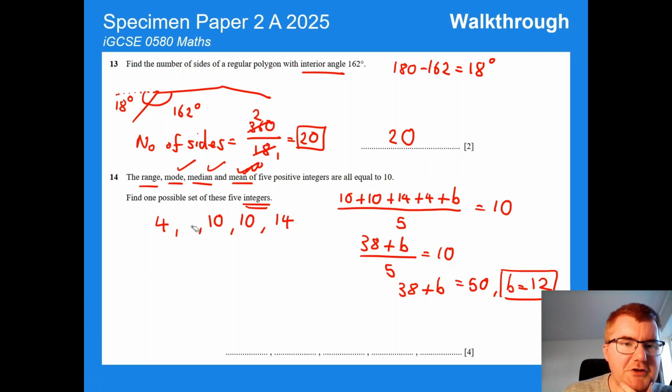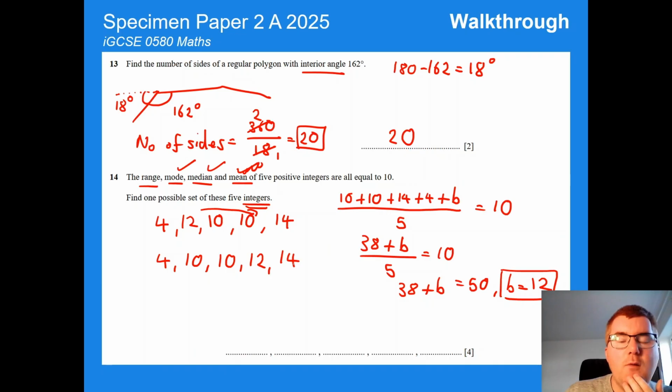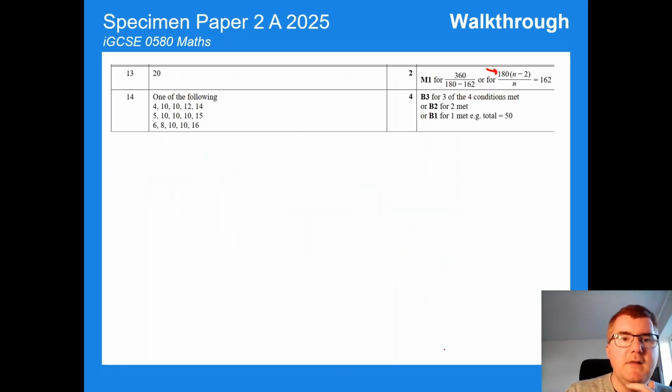Is that an issue here? If I put it over here instead, and I have 4, 10, 10, 12, 14, let's double check that that works. Median is 10, that's good. Mode is also 10, good. The mean is equal to 50 divided by 5, so 26, 30, 40, 50, that's 10. That's all good. And the range is there. So I'm happy with that. 4, 10, 10. Interesting to see what the mark scheme comes up with here. Aha, there we are.